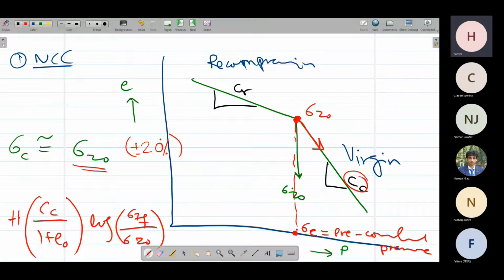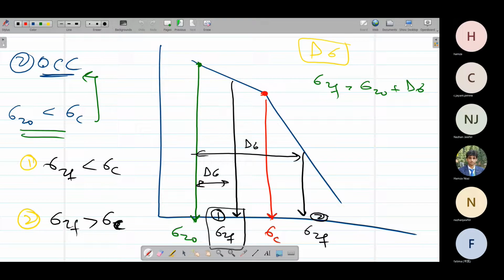So the log of sigma ZF over sigma Z naught, the final pressure over the initial pressure, is the settlement equation for the first case, the normally consolidated case. For the second case, overconsolidated, if we look at this curve, we are moving from this stress to this stress. So we are only lying on this CR or recompression curve. We are not moving to the second curve.